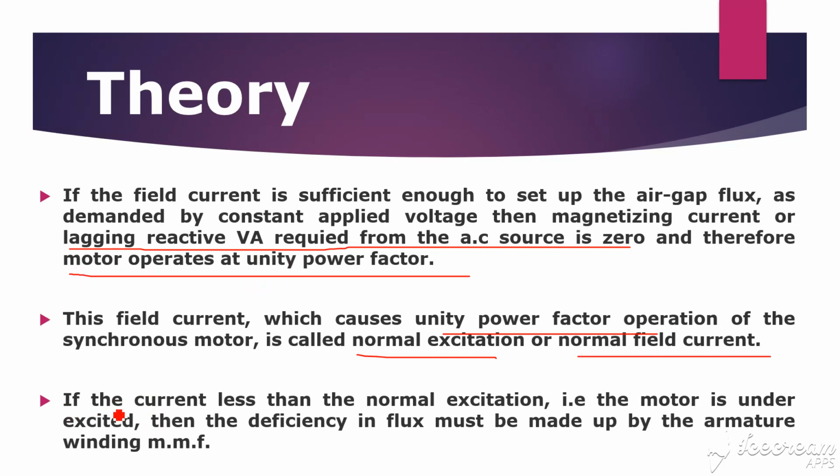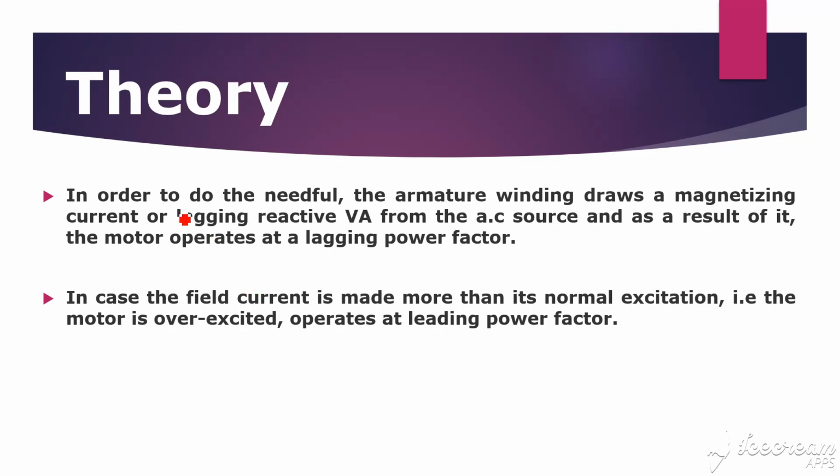And second, if the field current is less than normal excitation, the motor is under excited, then the deficiency in the flux must be made up by the armature winding MMF. In order to do the needful, the armature winding draws a magnetizing current or lagging reactive VA from the AC source. As a result, the motor operates at lagging power factor. In this case, if the field current is more than its normal excitation, the motor is said to be over excited, and operates at leading power factor.